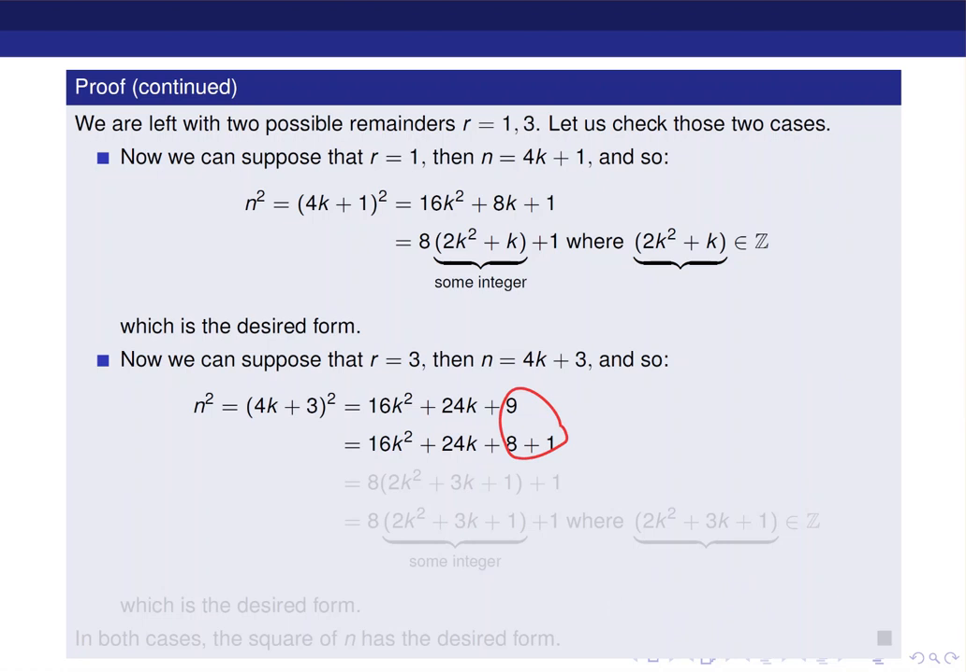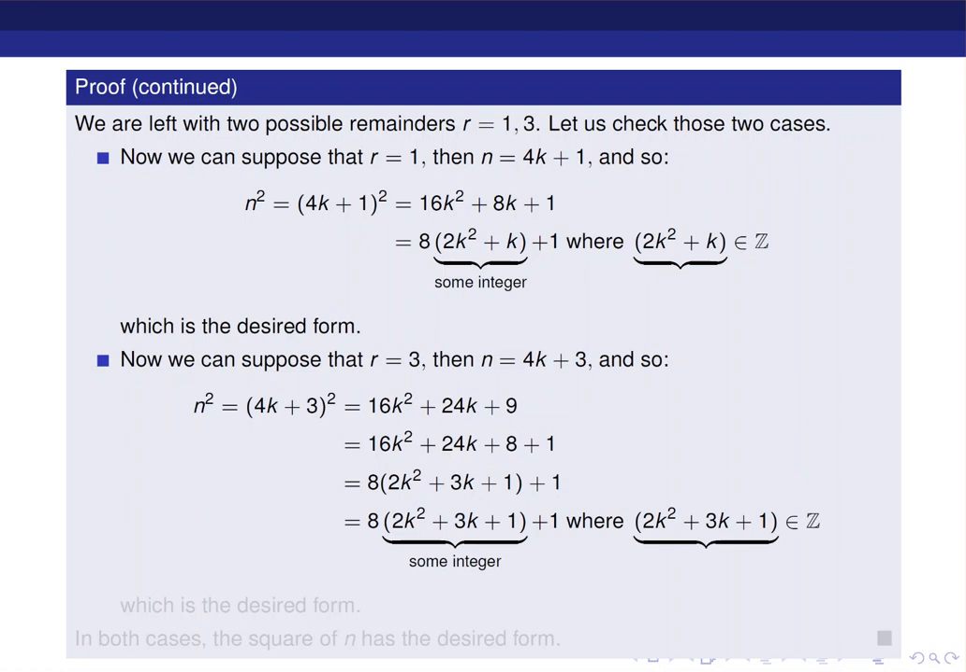Again, why am I doing this? I'm doing this because now the first three terms in my solution all have an 8 that can be factored out. And keep in mind that the k is an integer, so the whole thing, 2k squared plus 3k plus 1, is now going to be some integer. So therefore, my answer is 8 times some integer plus 1, which is the desired form. So in both of those cases, we got the right form that we were looking for, so that means the theorem is in fact true.